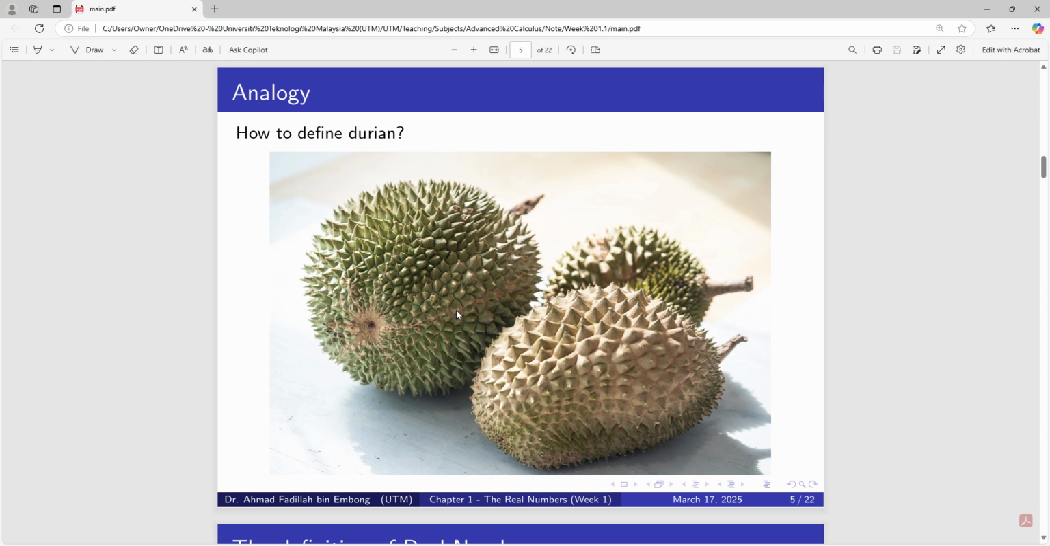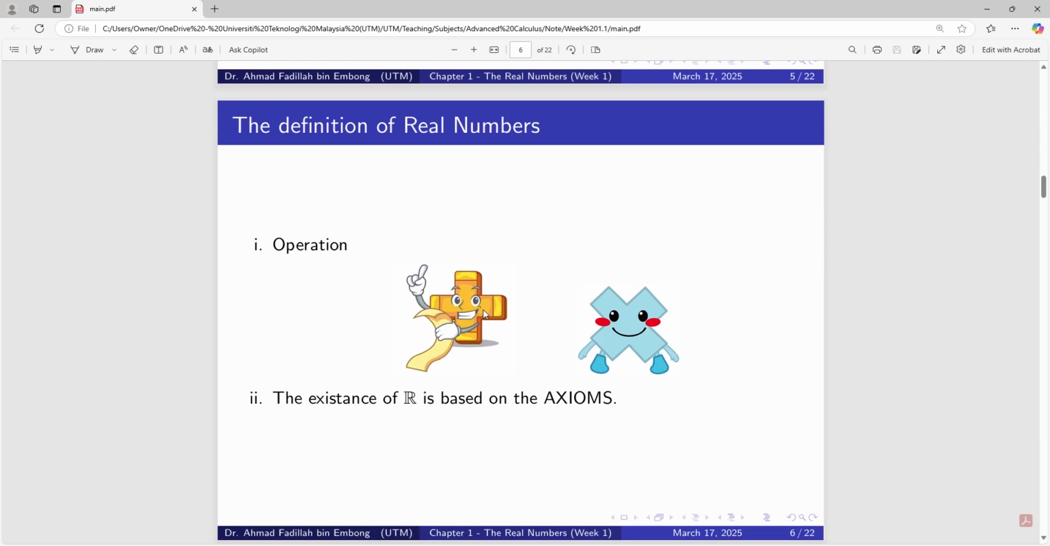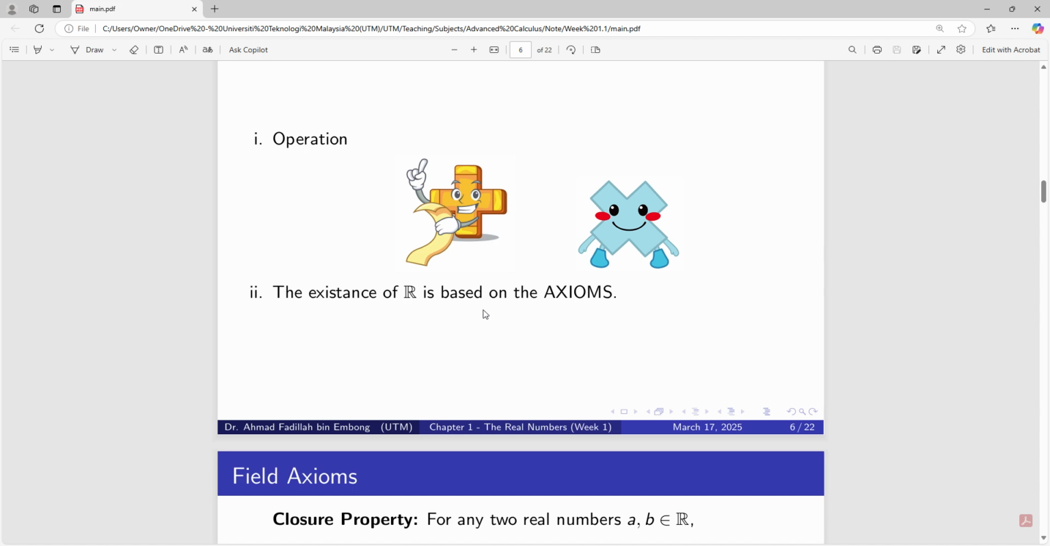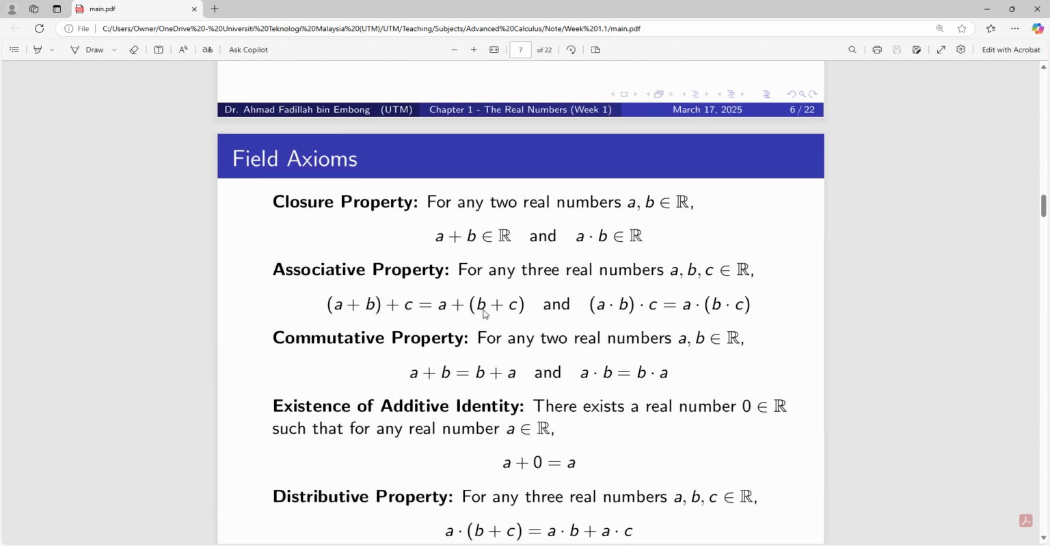The same thing applies to the real numbers. The real numbers exist based on the axioms. So what is an axiom? An axiom is just a list of the properties that we have on the real numbers. Of course, we can do operations on the real numbers. We have the addition operation and also multiplication. The first part of the axioms is called the field axiom. Basically, we have three types of axioms. The first one is the field axiom, the second one is the order axiom, and the last one is the completeness axiom.